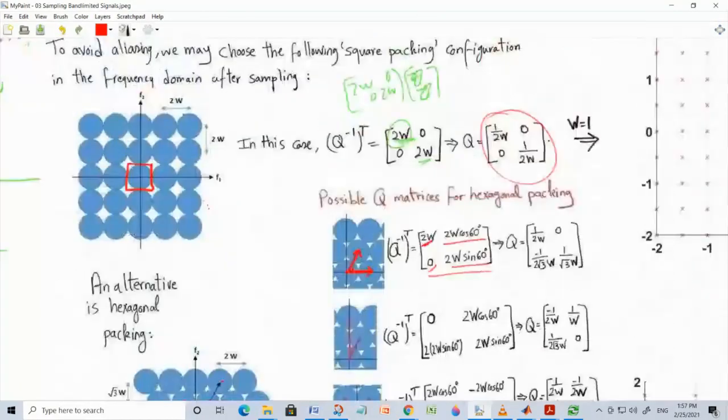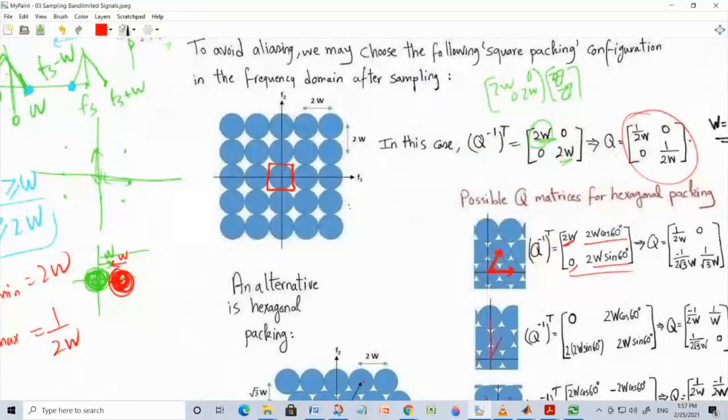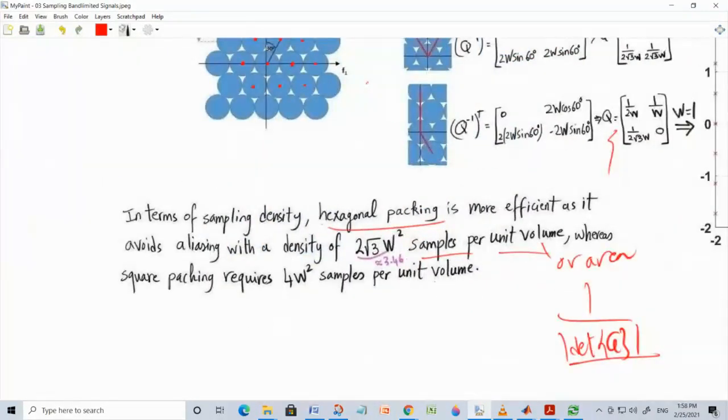Rectangular sampling here is like 2W. It's like what you do in 1 dimension and you square it. Because you have 1 over 2W along T1 and 1 over 2W along T2. So basically it is the result of 1 dimension squared. So it's 2W squared, so it's 4W squared samples per unit volume or area.